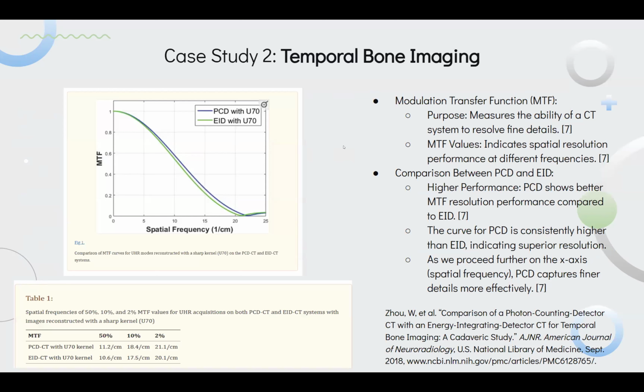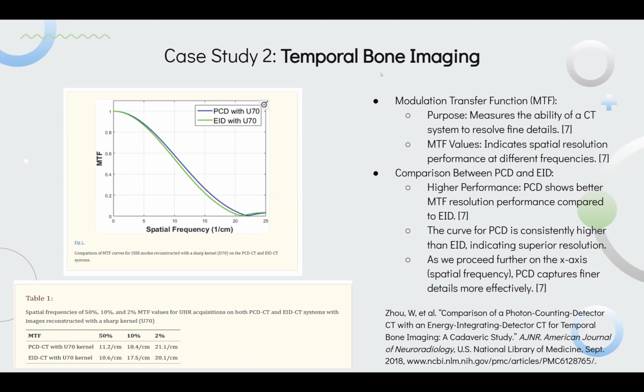And then I want to move on to case study 2, which happens to be on temporal bone imaging, and this would focus on the modulation transfer function. So to begin, the modulation transfer function measures the ability of a CT system to resolve fine details. And our MTF values indicate spatial resolution performance at different frequencies.